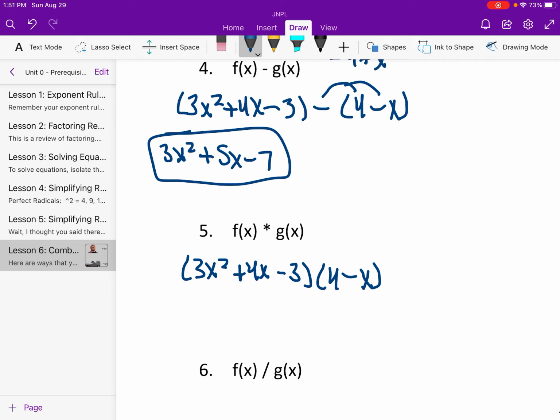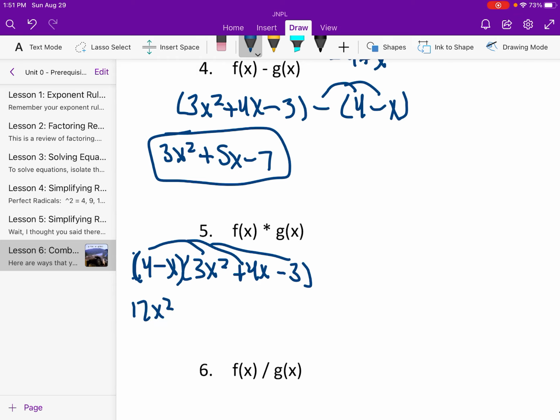But instead of distributing 3 things into the 2, in my opinion, it will be easier to distribute 2 things into the 3. So, because of our properties that we know, we could just put this on this side instead. And that's what I'm going to do. So let's start out with the 4. Distribute the 4 to all parts. 4 times 3x squared is 12x squared. 4 times 4x is 16x. 4 times negative 3 is negative 12.